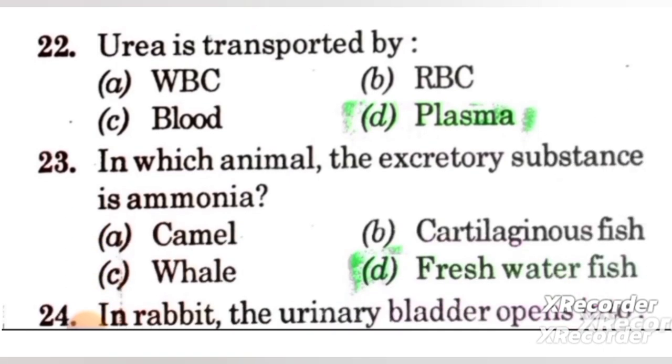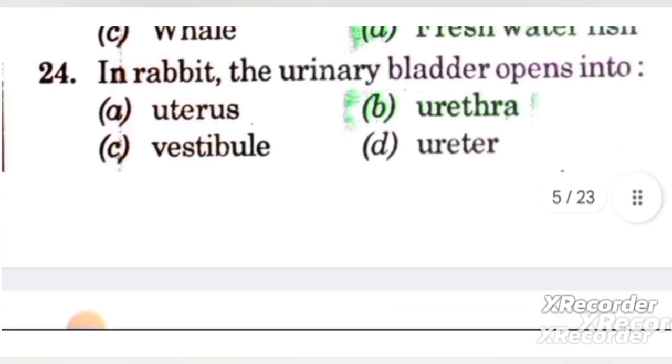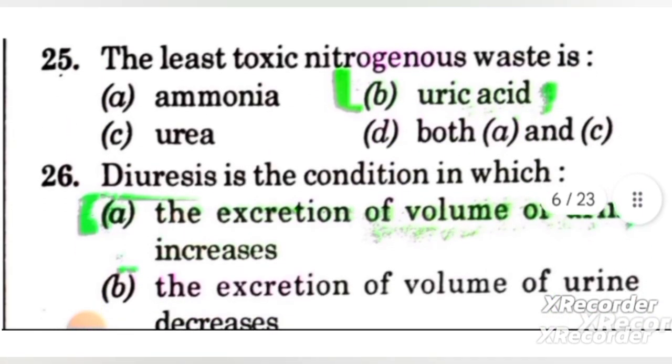Next, 22. Urea is transported by answer D: plasma. Next, 23. In which animal is the excretory substance ammonia? Answer D: freshwater fish. Next, 24. In rabbit, the urinary bladder opens in answer B: urethra. Next, 25. The least toxic nitrogenous waste is answer B: uric acid. Next, 26. Diuresis is the condition in which answer A: the excretion of volume of urine increases.